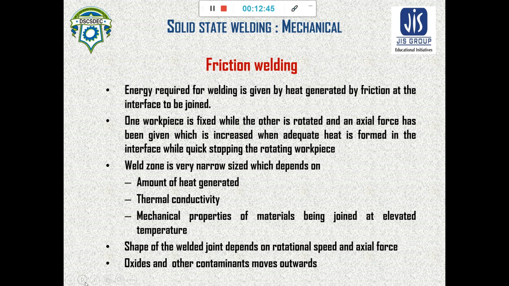This size depends upon three things: the amount of heat generation, the thermal conductivity of the workpiece material, and the mechanical properties of the material being joined at elevated temperature. The shape of the weld joint depends on the rotational speed and the axial force. Oxide and other contaminants move outwards of the joint, so we can very easily get a high purity weld joint, and the oxidation scale or oxides can be very easily chipped off from the workpiece.